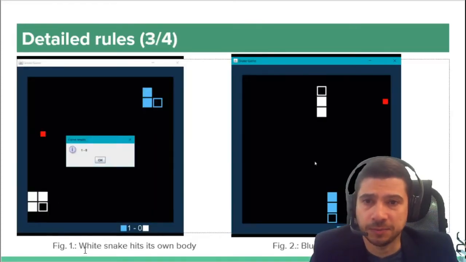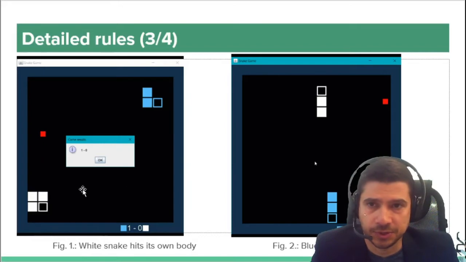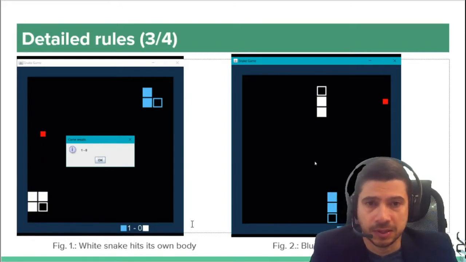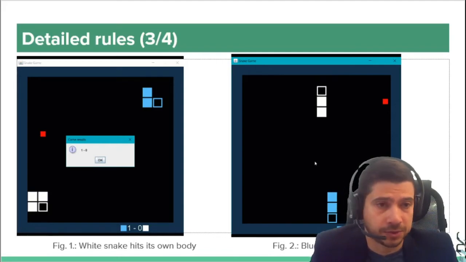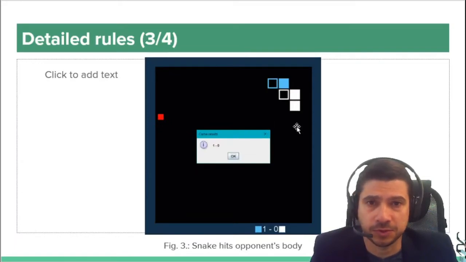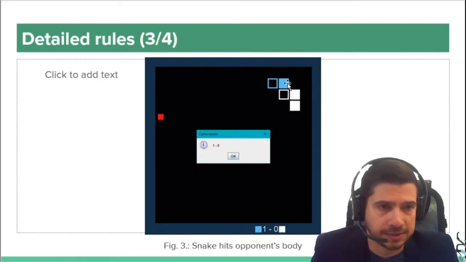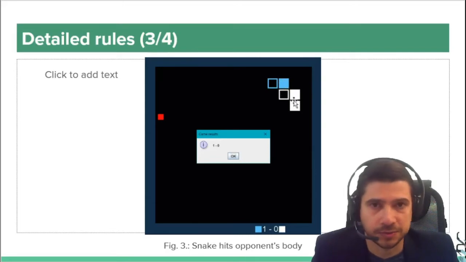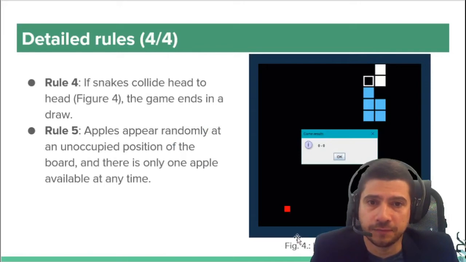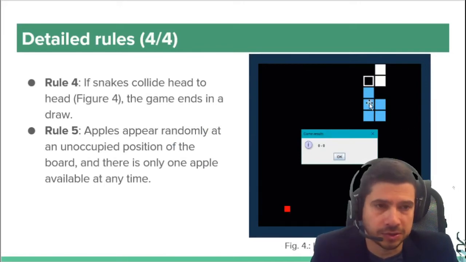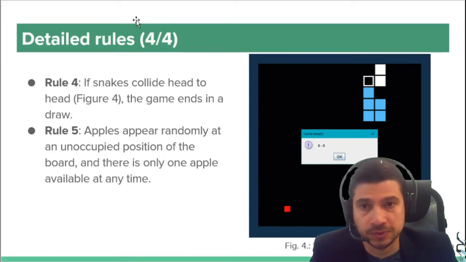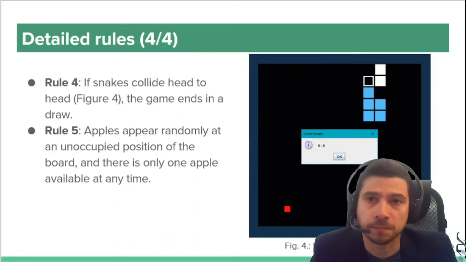So here we have an example, figure one. This figure illustrates when a snake hits its own body, so it loses. In the second picture, the blue snake leaves the board. In this picture, the white snake hits the blue snake on its body, so it loses. The white one loses, I mean. And figure four, head-to-head collision. This is a special case: when there is a head-to-head collision, no snake is to blame, so it's a draw.